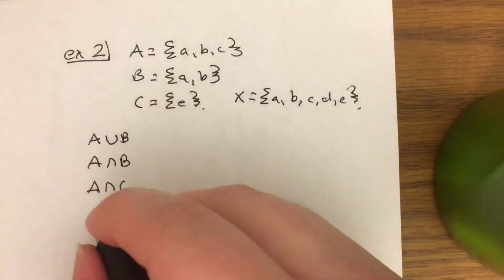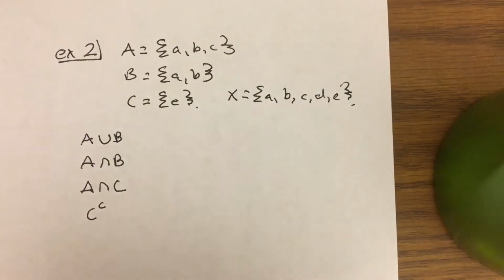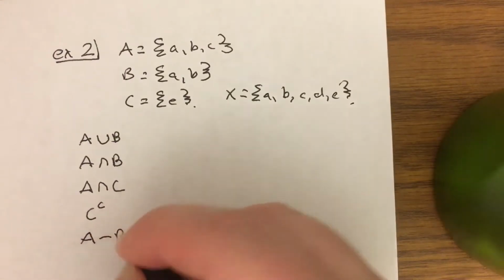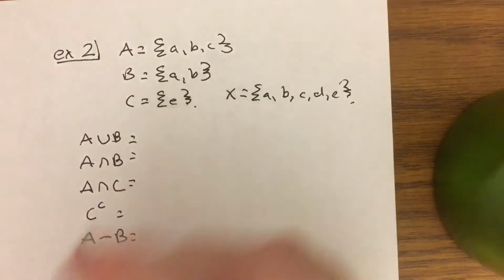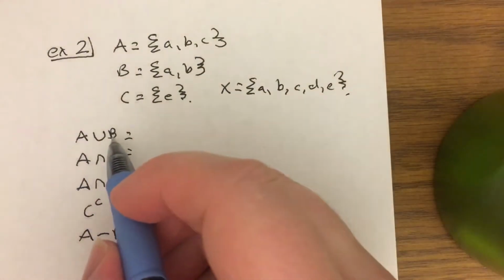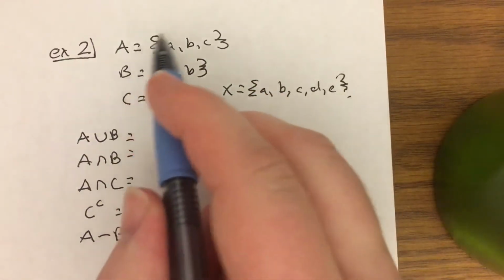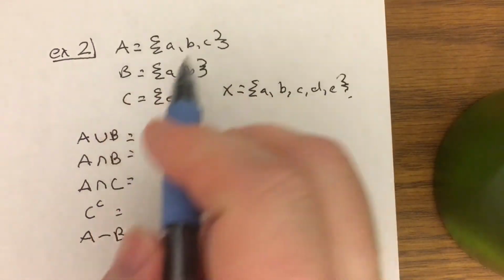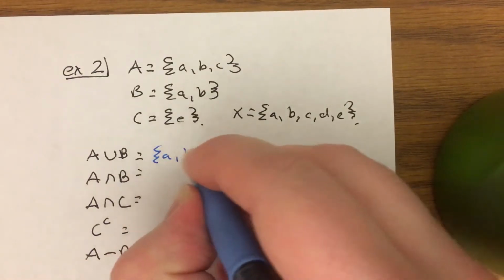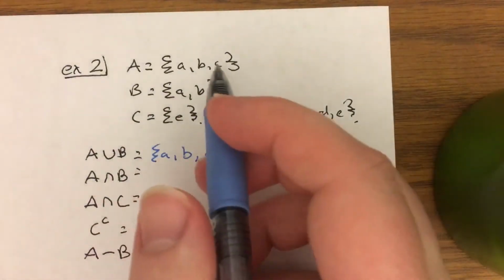Let's do one more, C complement. And we should probably do a set subtraction, so A minus B. So let's find out these answers, shall we? A union B. We're going to take these things and add all the elements together. So that's just A, because B has all the same elements that A does.